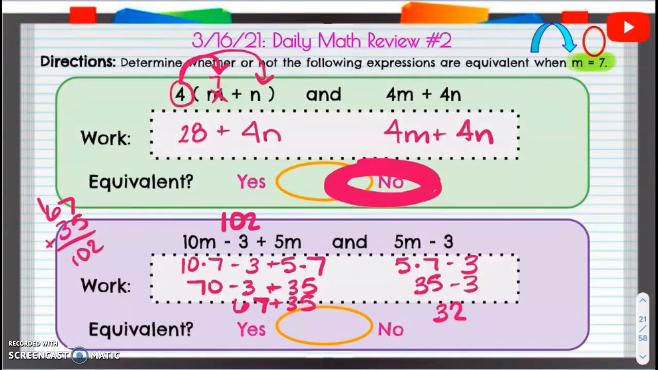And is 32 the same thing as 102? No, so that is also not going to be equivalent. So both of those were no, and that's totally okay to have. Great job. That's it for the DMR number 2.